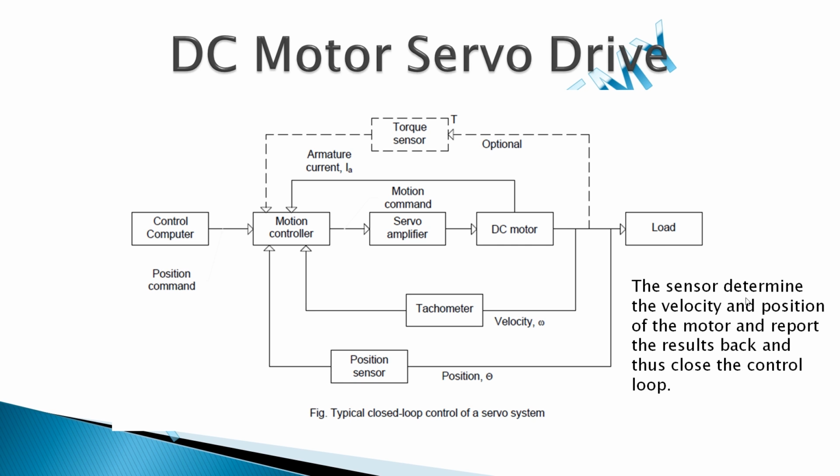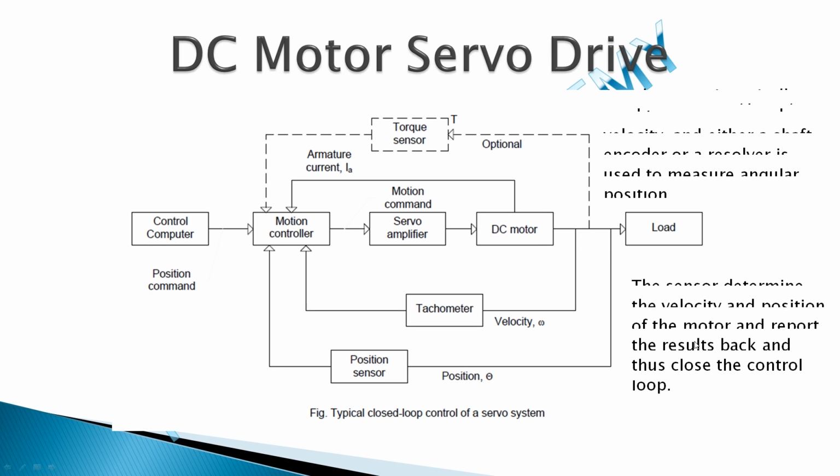Then ultimately the sensors determine the velocity and position of the motor. The tachometer checks the velocity, and the position sensor checks the position, and reports the result back to the closed loop control system. Here I'm checking the signals between the DC motor and the load, and sending them to the motion controller to check whether we achieve the desired value or not. If we are not achieving the desired value, then again the motion controller sends a signal to increase or decrease the current according to requirement.